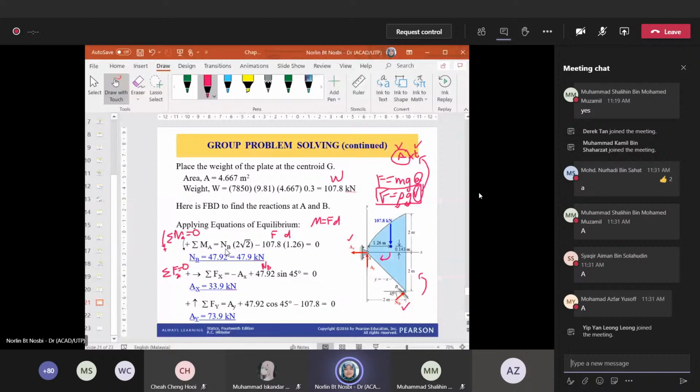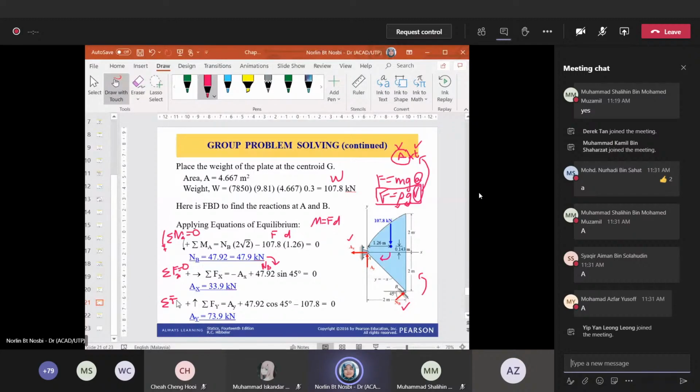So NB is 47.9. Then you replace it below here. Now the unknown is just Ax, so you can solve it. It will be 33.9 kilonewton. Okay, so you have done moment and Fx. Now you can find Ay.